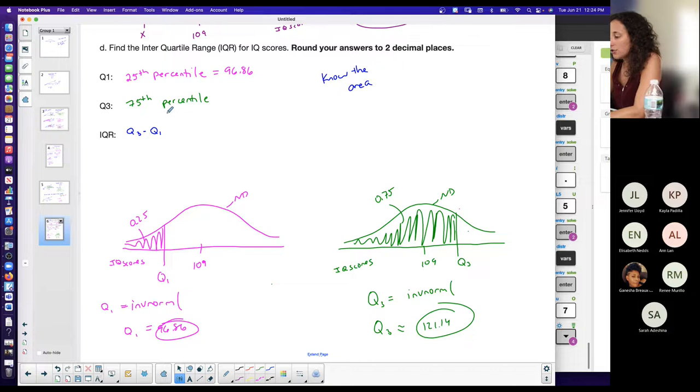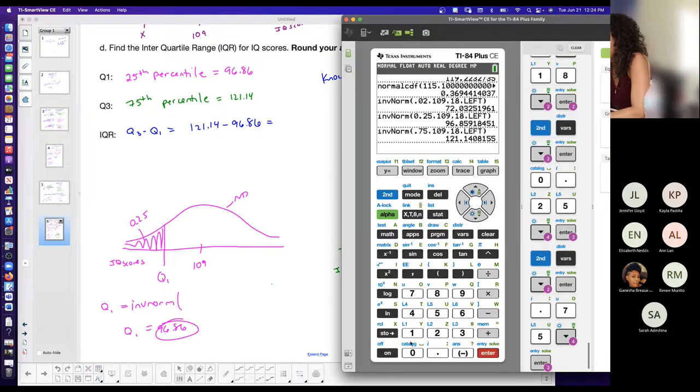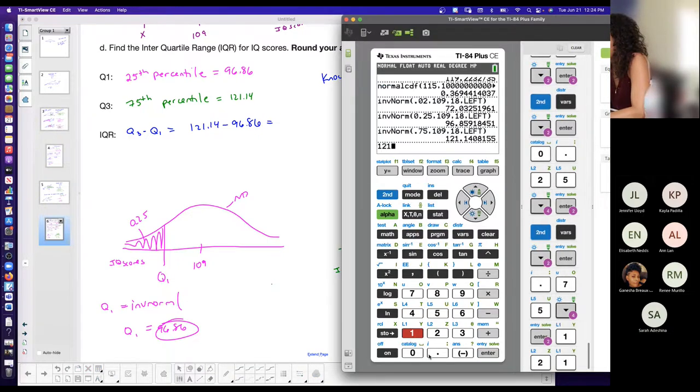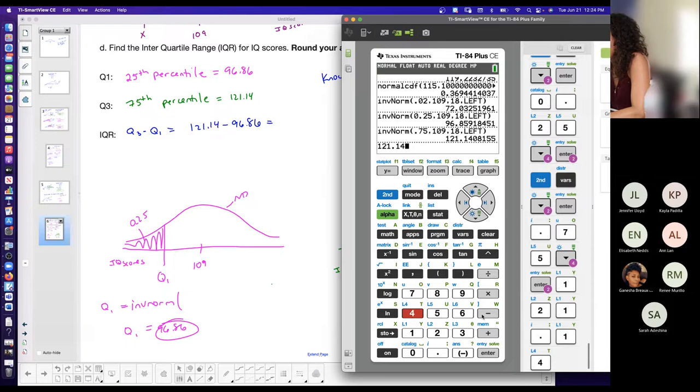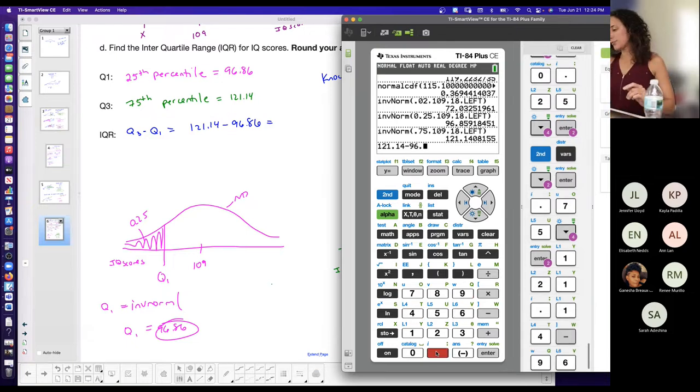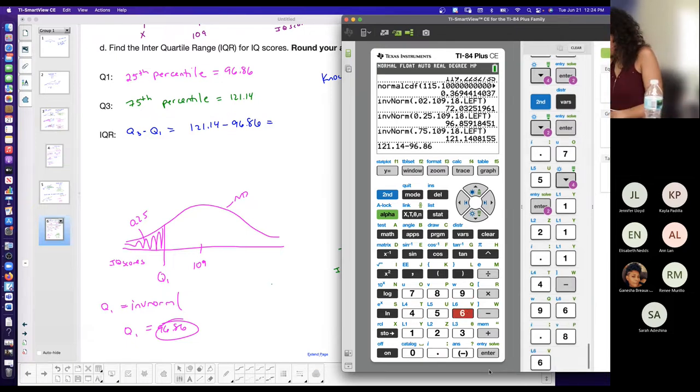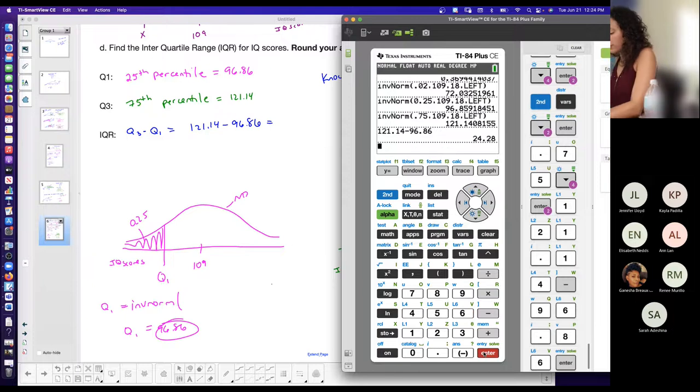So my Q3, my 75th percentile is 121.14. I expected it to be a little bigger than the center. But now this is easy, because all I have to do is go Q3 minus Q1 to get my interquartile range, which I'll do here: 121.14 minus 96.86. And I'll get 24.28.